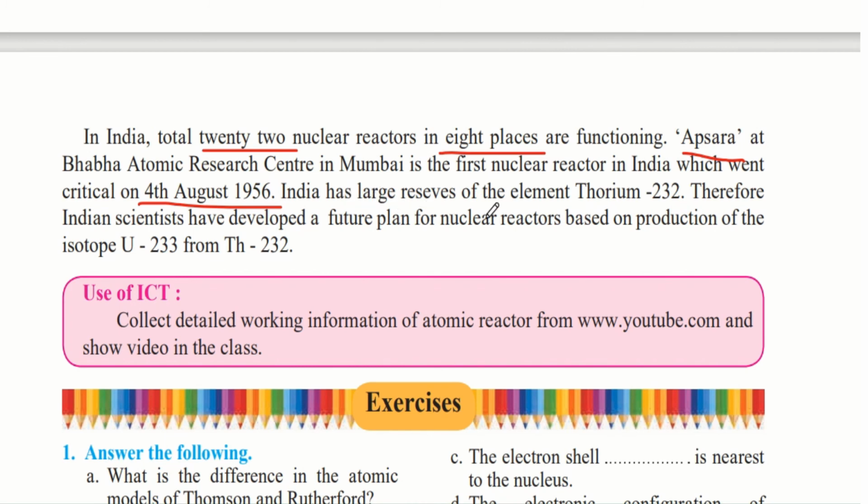India has a large reserve of the element thorium-232. Therefore, Indian scientists have developed a future plan for nuclear reactors based on the production of the isotope uranium-233 from thorium-232. So, because India has large reserves, that is, it has a lot of thorium-232, they have now planned to make several amounts of the isotope uranium-233 using this thorium-232.